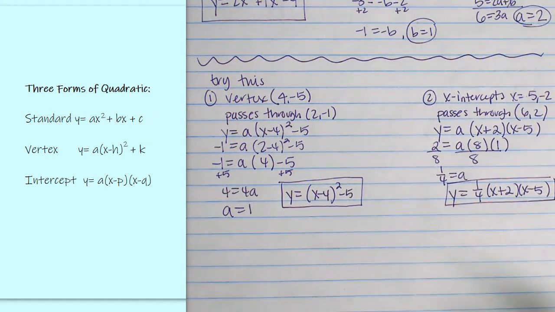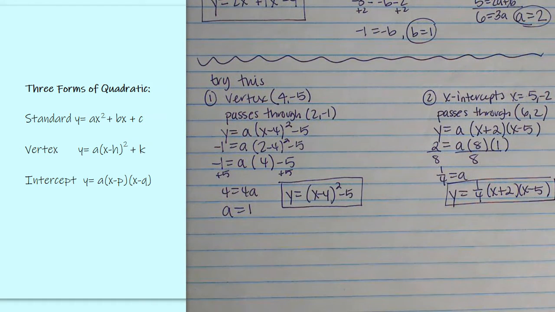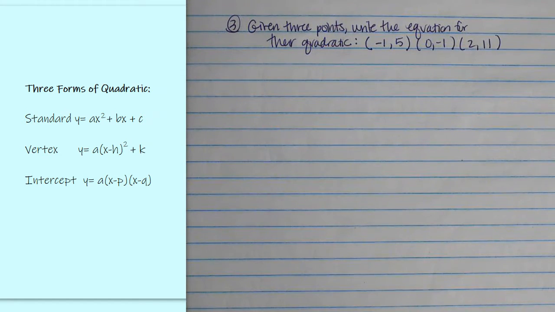So this is a puzzle. You're given different pieces. You have to figure out which puzzle you're going to plug it into and then solve and simplify your math. Okay, your third example, you're going to need to make 3 equations, one for each point. They'll have A, B, and C in it. Solve for A and B and C and rewrite your equation in standard form. So pause the video and write these different points down and then find the equation for your quadratic.